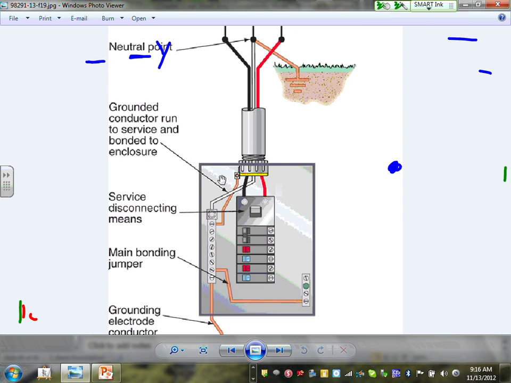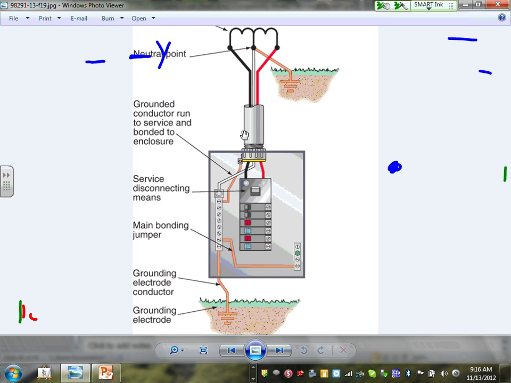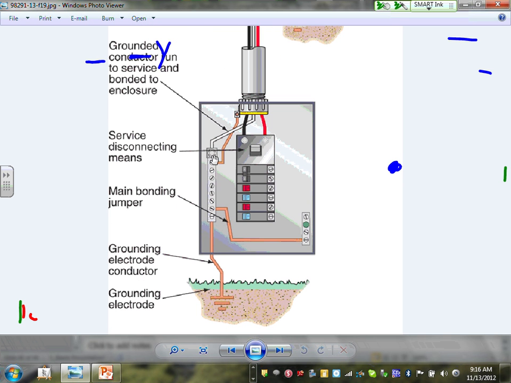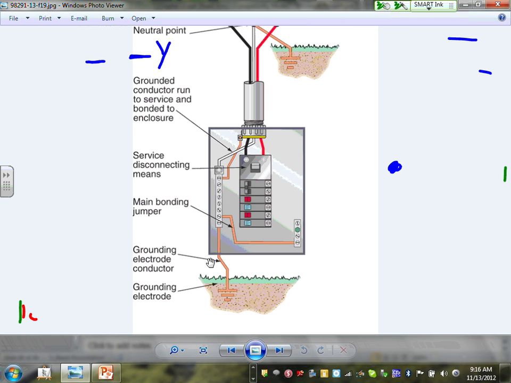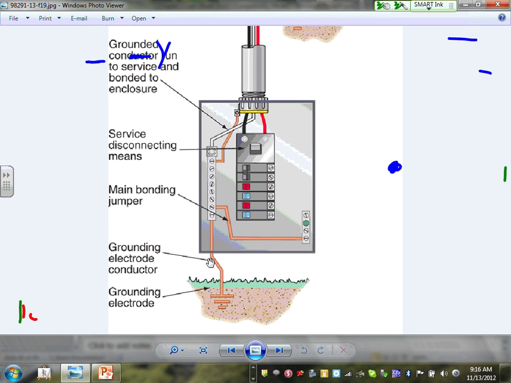Grounding and bonding. This is simple, guys. You bring the grounded conductor here, and then you bond the neutral to the ground. Can you guys see the bonding right here happening, neutral to the ground? And then you bring the grounding electrode conductor. This is typical at the service.